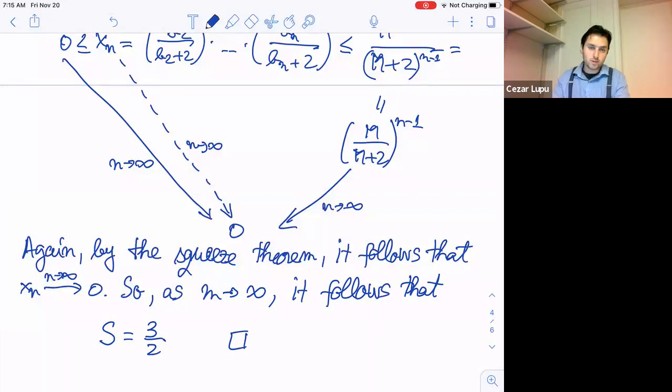That's it, right? The sum of the series is 3/2. So that was a problem. It was a bit tricky, I would say, for an A2. This was in 2011.